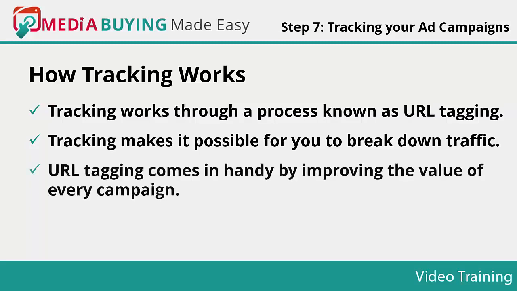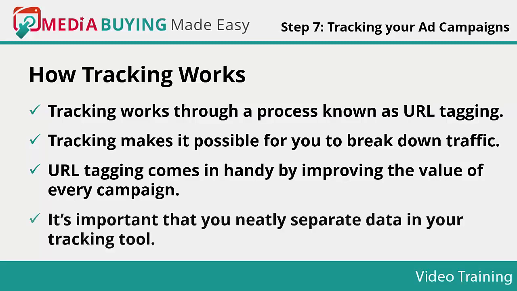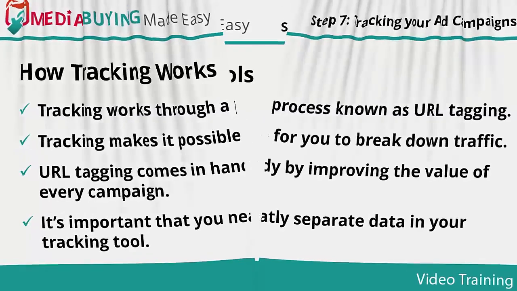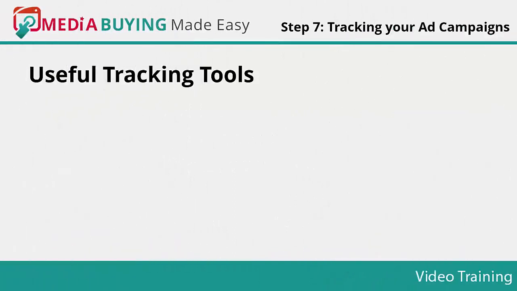URL tagging comes in handy by improving the value of every campaign for the agency you are working for, more so if you have set goals in your tracking tool. It reports on every specific campaign's conversion metrics. While managing numerous pay-per-click campaigns together with various online marketing endeavors, it's important that you neatly separate data in your tracking tool. If you don't take the time needed to tag the destination URLs, data you receive will not attribute to a particular channel.